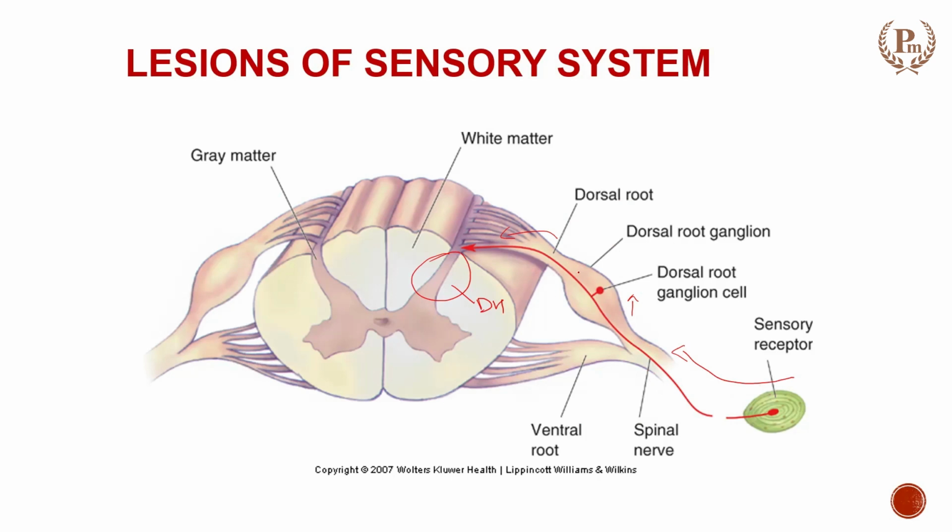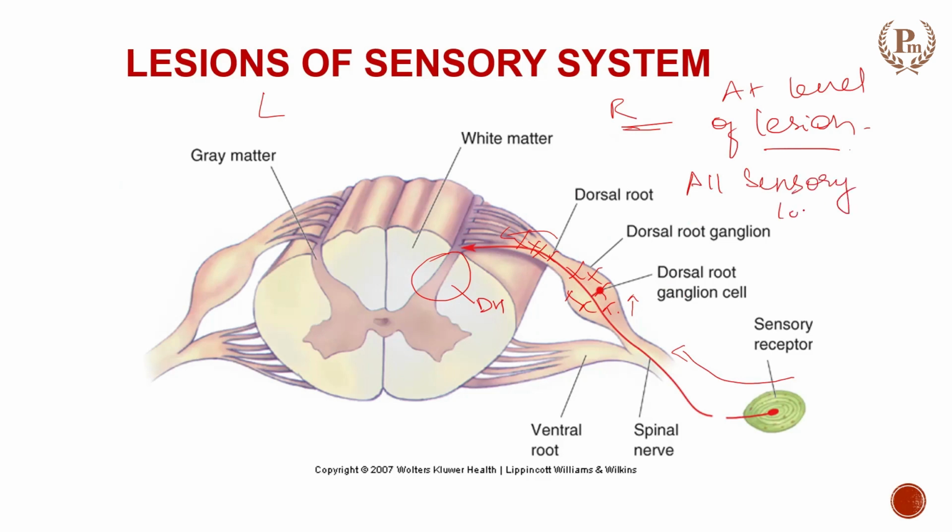If there is a damage either to the dorsal root ganglion, or there is a damage to the dorsal root here, what type of loss will we have? Suppose this is my right side and this is my left side. On the right side, what sensations will be lost? On the right side, there will be loss of all the sensory fibers, all sensations will be lost. So, at the level of lesion, what will be the sensory loss? All sensory loss. Ipsilaterally, there will be loss of all the sensations.